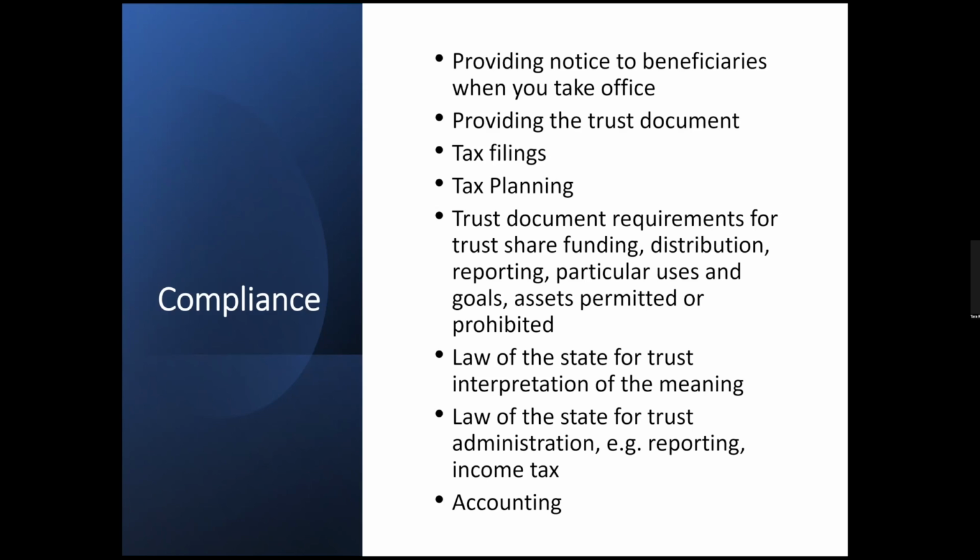Then there's the law of the state where the trust needs to be interpreted. That's usually the law of the state where the grantor was living and where the trust was drafted. But then there can also be separate law for the state where the trust is being administered. So our law says things like you give notice within 30 days. That's not necessarily the law of the state where the trust came from, but if it's being administered here, we have to follow that law.